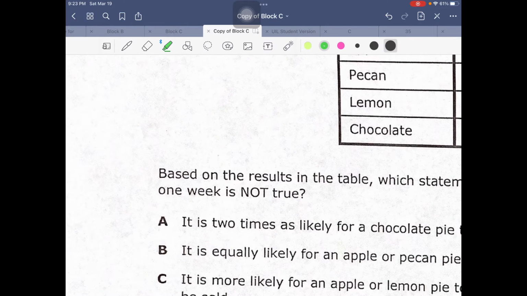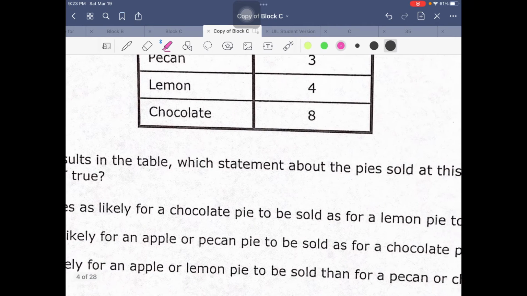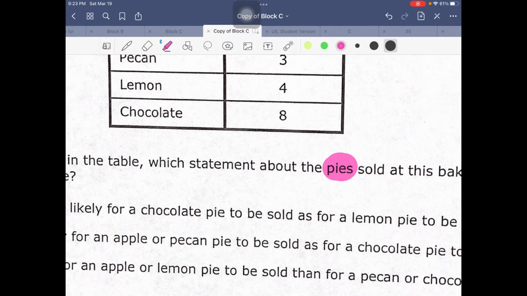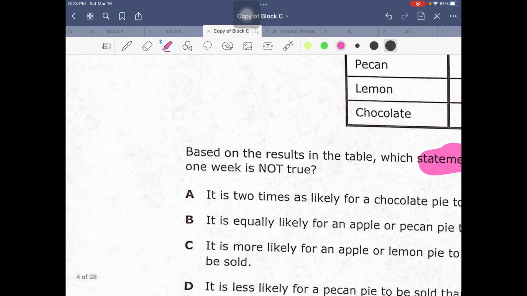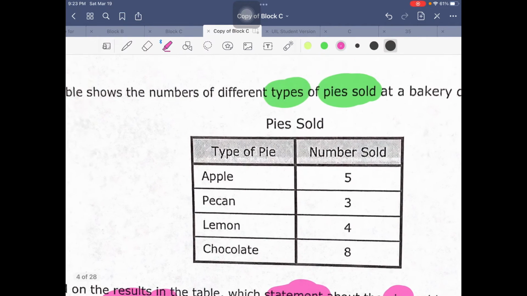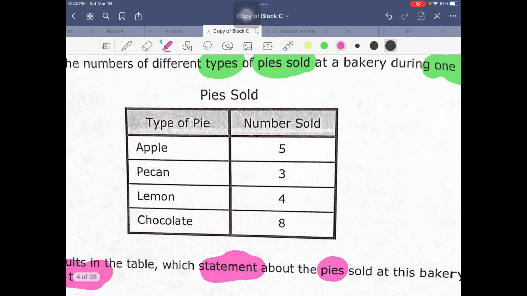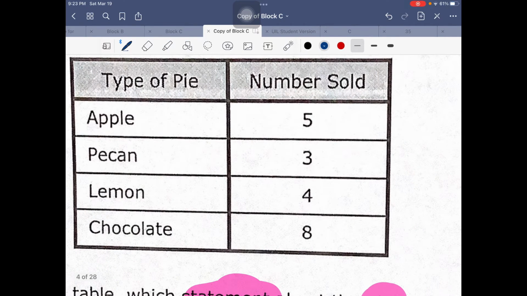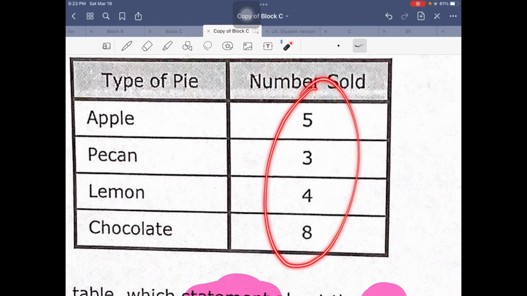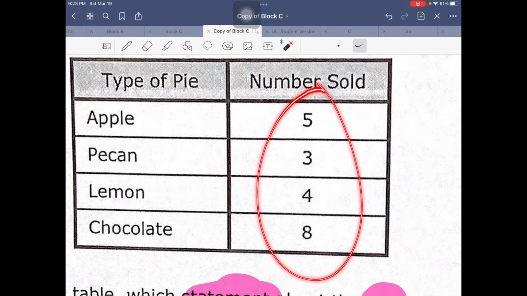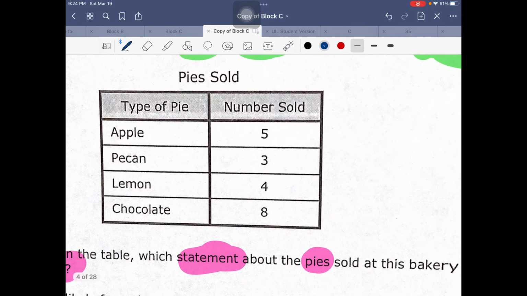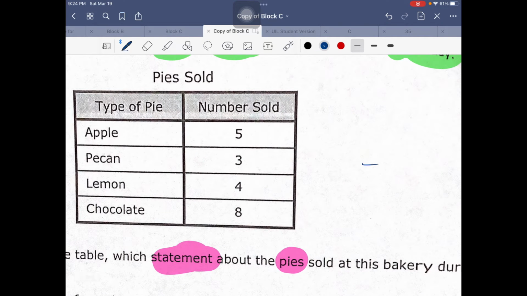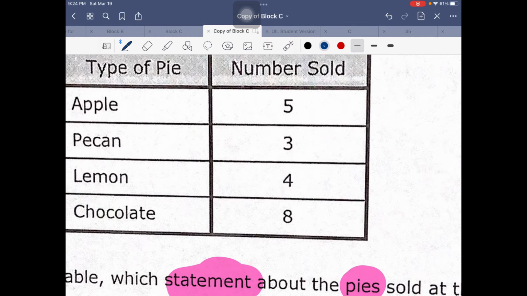Now, what we're trying to look for is which statement is not true. The very first thing that I recommend you do, each time you have something like this, always add them up. Always see what the total is. Because more common than not, you always use the total. Almost always.